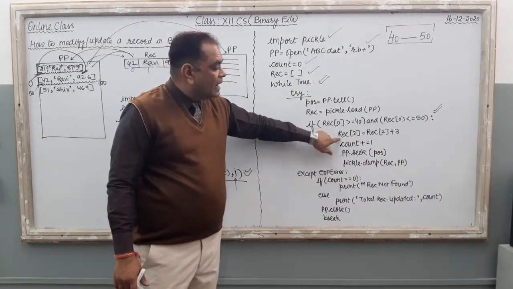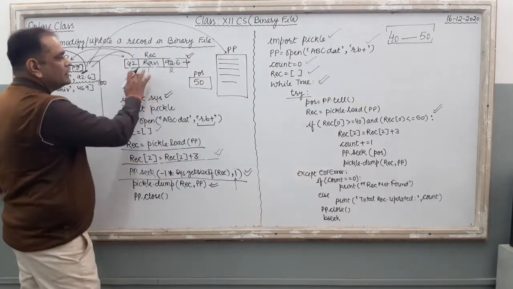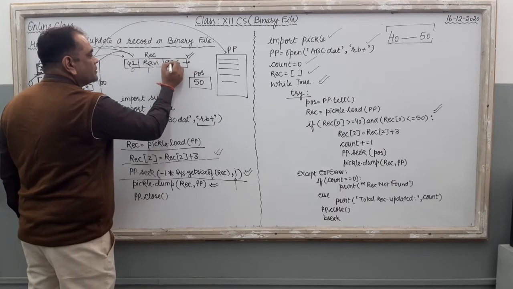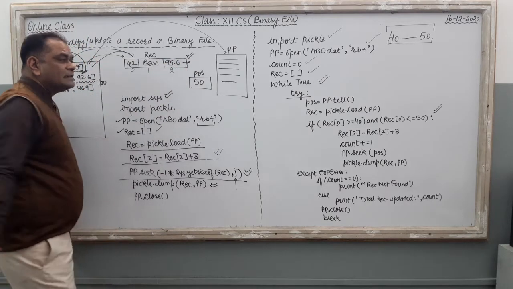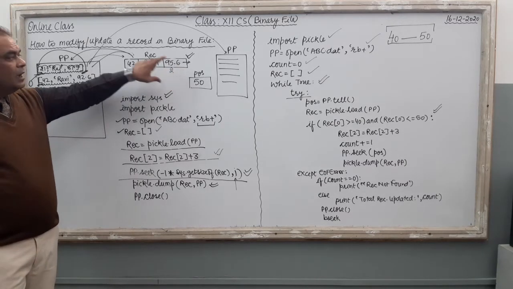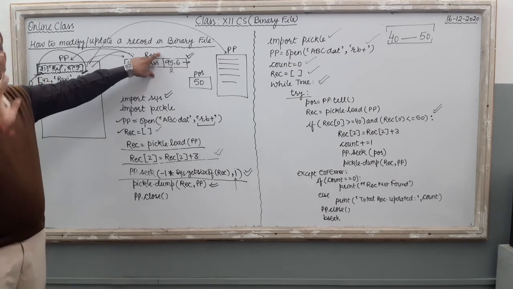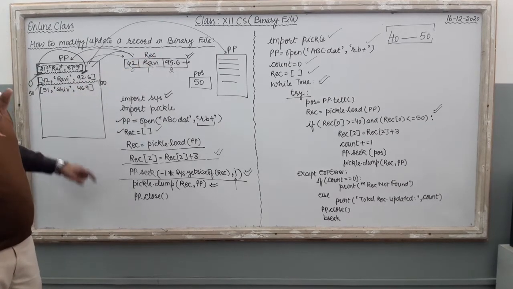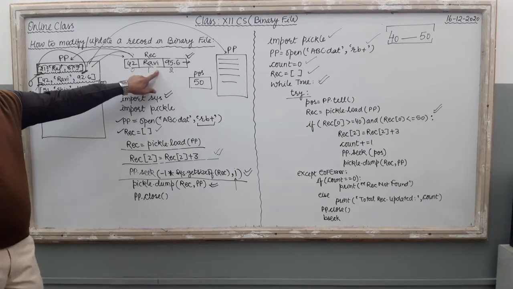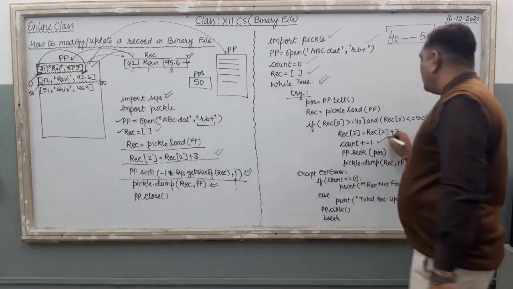Now what are we doing here? REC[2] = REC[2] + 3. Meaning in this REC, the computer is going to increase the percentage, and now the updated percentage is 95.6. It is modified. The list variable is modified. Your file is not modified right now. In the file it is still the same, 92.6.